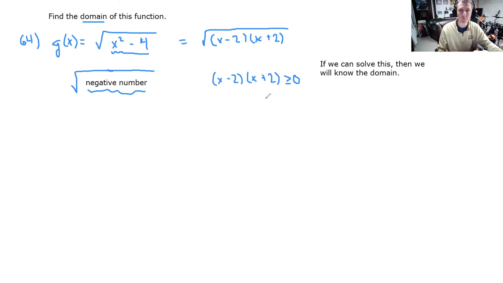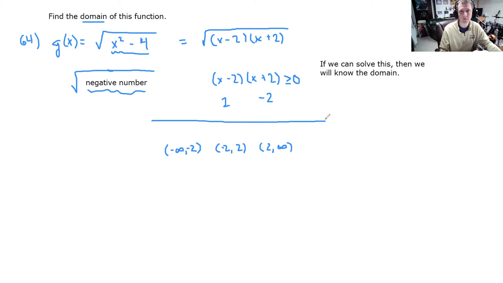So this is something that we've worked with. We can find the zeros. So this one has a 0 of 2. This one has a 0 of negative 2. Then we can write the intervals down around these. So there's the interval negative infinity to negative 2. There's the interval negative 2 to 2. And there's the interval 2 to infinity. Right? If we look at the number line, we know there's two numbers, negative 2 and 2, which make this product equal to 0.